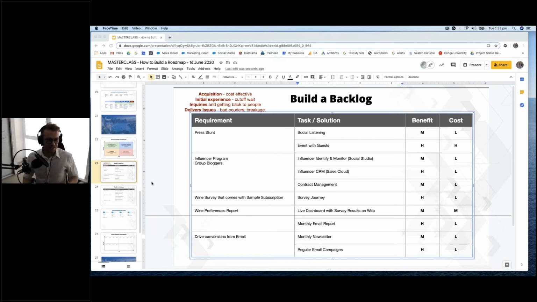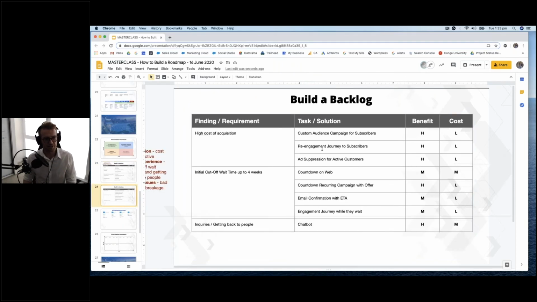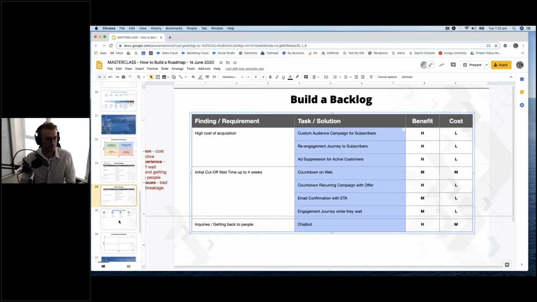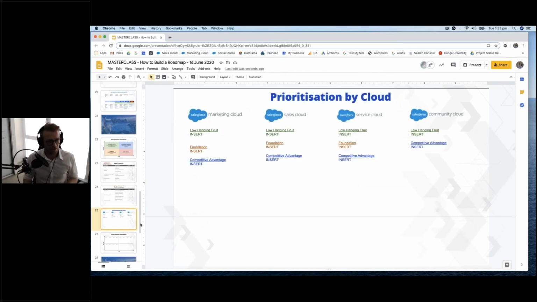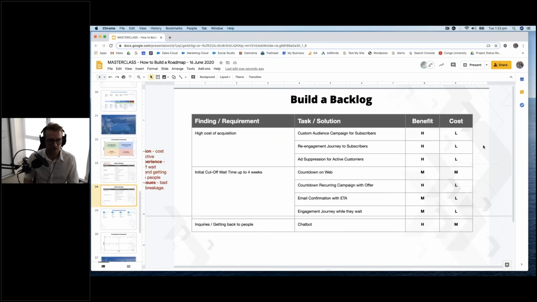So yeah, this is how to build a backlog, and these are the backlog items, and these go to build up. And usually I'd group by cloud. Okay, wait, we haven't quite finished.